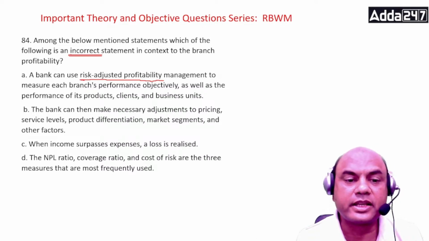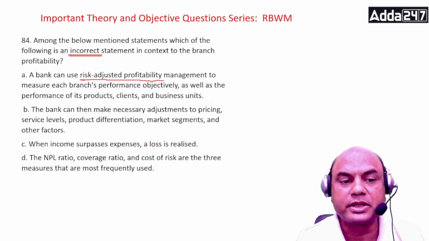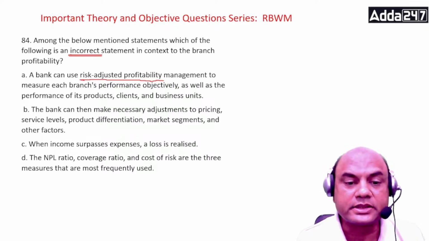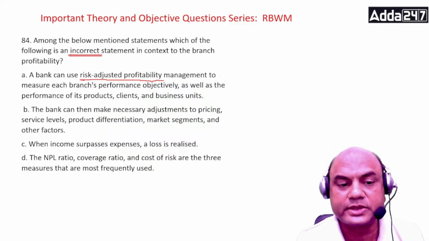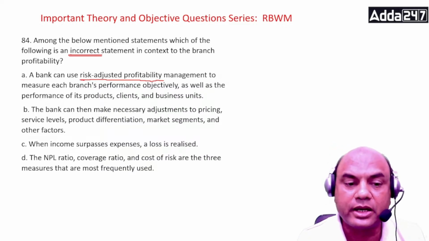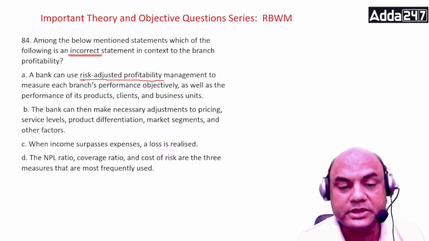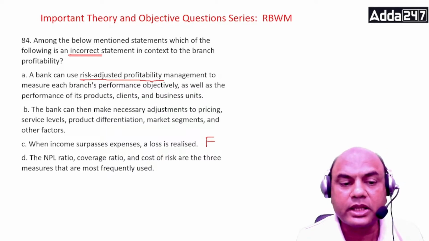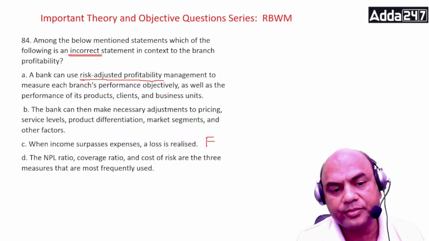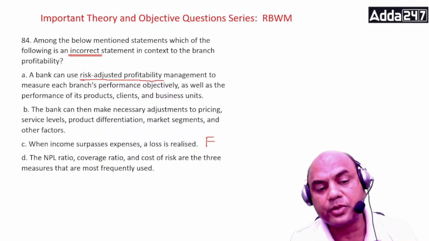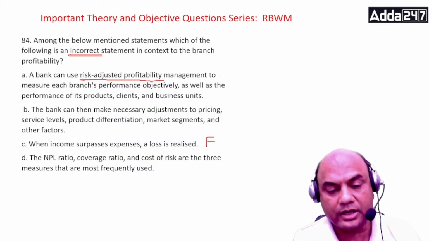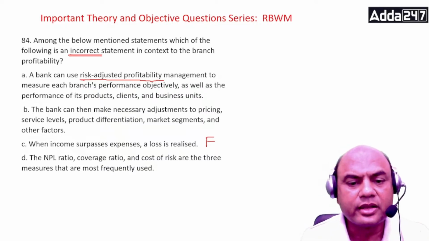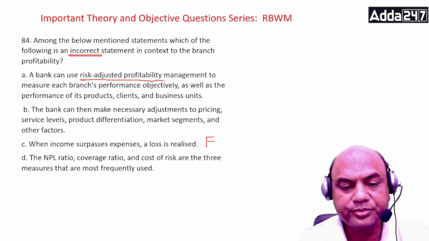A bank uses risk-adjusted profitability management to measure each branch's performance. A bank can then make necessary adjustments to pricing, service level, product differentiation, meaning we'll make the adjustment later. When income is more than expenses, is it loss? So this is false. When income is more than expenses, it's always profit, right? NPL ratio, provisioning, coverage, and cost of risk are the most frequently used measures, and that is true.